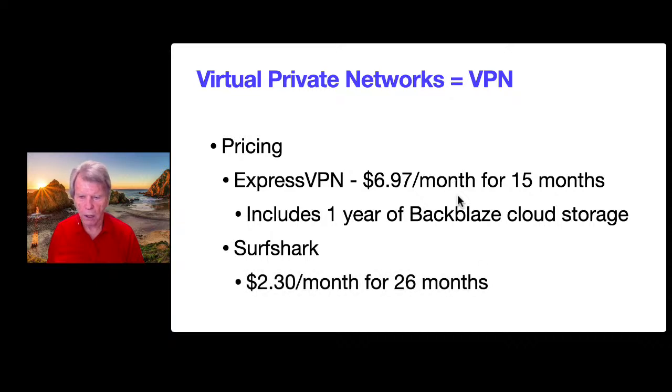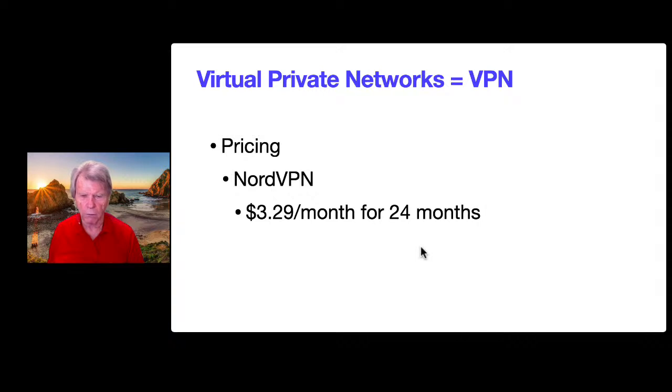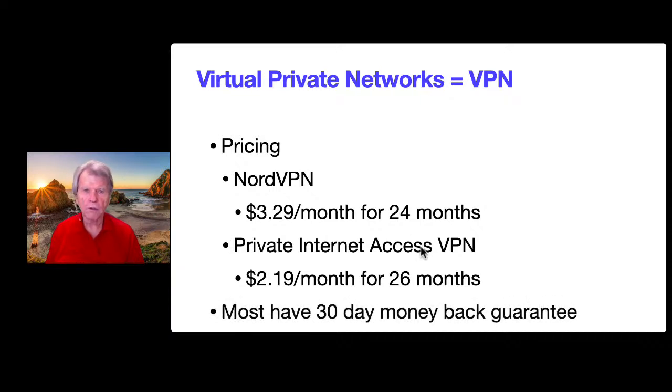Surfshark is $2.30 a month, and that's a 2-year term with 2 free months for a total of 26 months. Then we have NordVPN, which is $3.29 a month for 24 months. And then Private Internet Access is $2.19 a month, and that's 2 years plus 2 free months for a total of 26 months. So most of these do have a 30-day money-back guarantee, so you can try them out. If they don't fit your needs, then within the first 30 days you can get your money refunded.